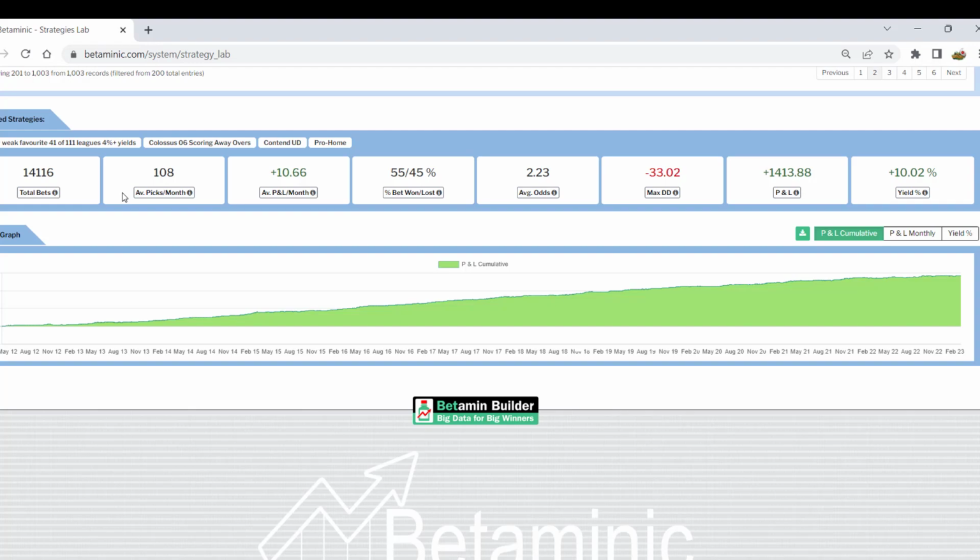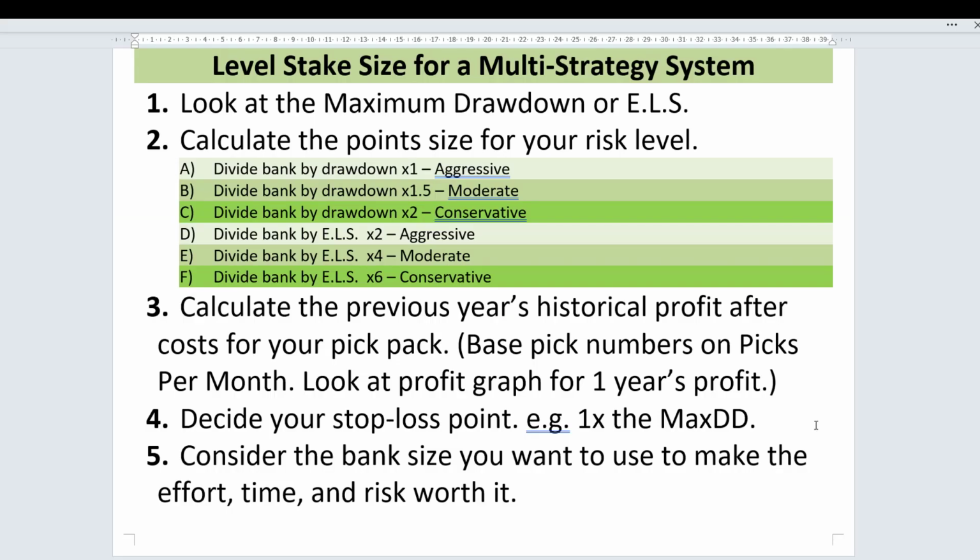So I'll take that data and do what I did with the previous strategies for calculating level stakes. Look at the maximum drawdown, calculate the point size for the risk level, whether you're going to be aggressive, moderate, or conservative. You can use the win rate to calculate the estimated losing sequence, and then use that previous year's historical profit after costs for your pick pack to get an idea of what you're aiming for, what your target is. And I base the pick numbers on the picks per month, and I look at the profit graph for 1 year's profit.